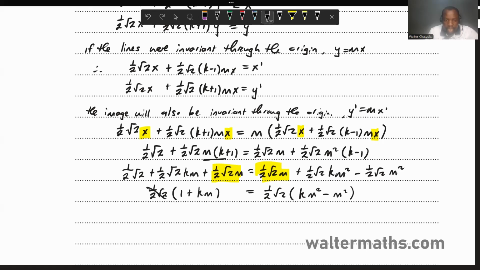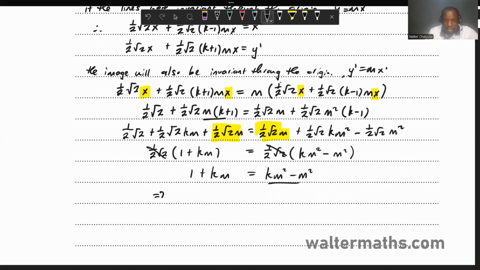All right, and these two will cancel. So we have 1 plus km is equal to km squared minus m squared. For these two, we can factor out actually m squared. So basically we have k minus 1 of m squared, minus km minus 1. So that's the equation we will be having. Okay, can rewrite it as k minus 1 m squared minus km minus 1 equal to 0.